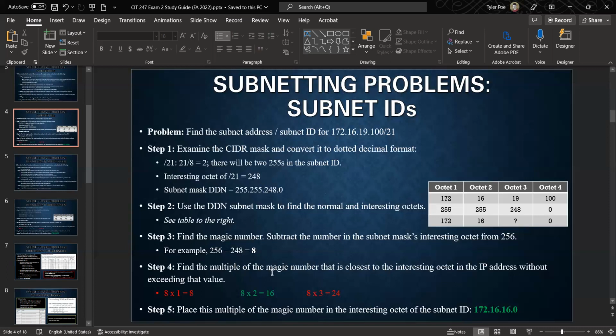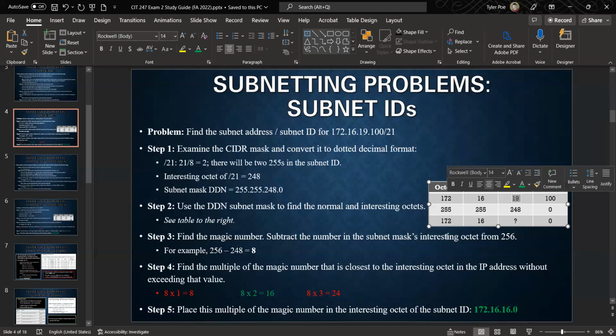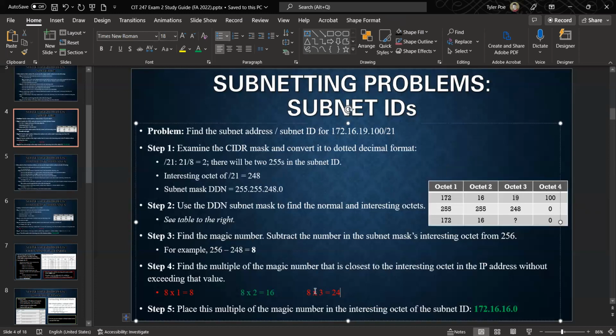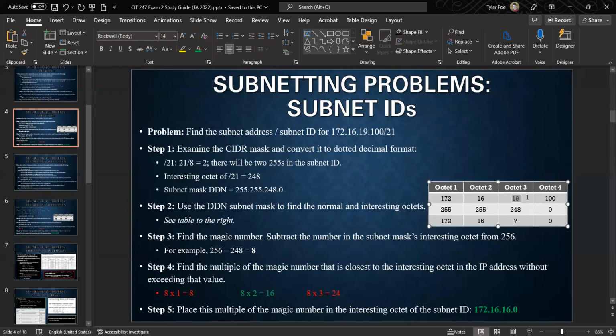Next, we find the multiple of the magic number that is closest to the interesting octet in the IP address without exceeding that value. So we got 8 times 1 is 8. That's going to be too low. So 8 times 2 is 16. That's pretty close to 19. I want to stress here, we're finding the multiple of 8 that is closer to or equal to the 19. That's the interesting octet in the IP address. Now, if we go 8 times 3 is 24, that exceeds this number, so it's wrong.